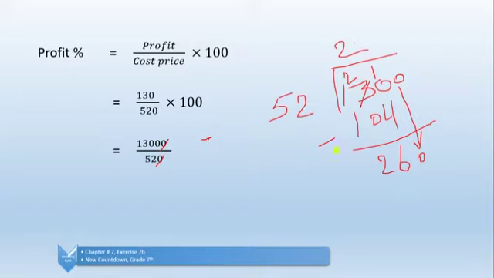Now 5 times 52 equals 260. So we have profit percentage 25%.